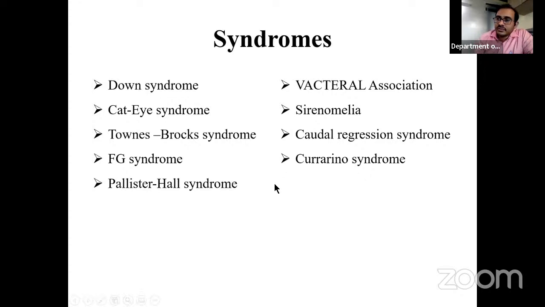Now, associated syndromes. There are many syndromes which are associated, which include Down syndrome, Cat-Eye syndrome, Townes-Brocks syndrome, FG syndrome, Pallister-Hall syndrome, VACTERL association, which is commonly seen, then sirenomelia, caudal regression syndrome, and Currarino syndrome.